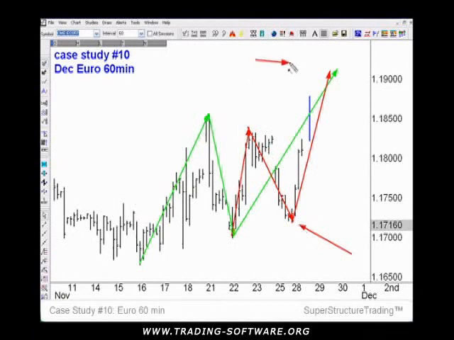So we can think about shorting up here. We can think about selling up there.